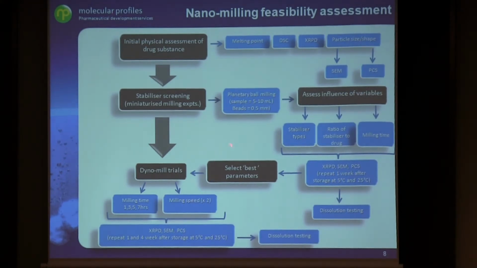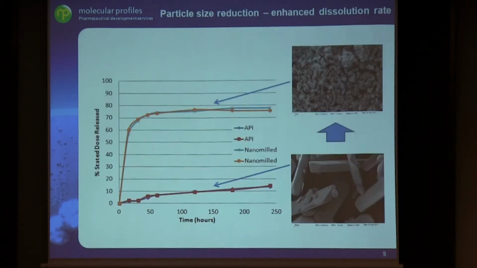This rather busy slide gives you an indication of a feasibility assessment process that we follow for a typical nanomilling process. So we start off by characterizing the compound. We carry out some screening exercises to establish which is the best stabilizer for the compound to stop the nanoparticles from agglomerating. And that leads into larger scale nanomilling trials where we basically optimize the processing. And of course it's important for us to assess the dissolution characteristics and the chemical and physical stability characteristics of these compounds as well. This is an example of a project that we ran last year on an oncology drug, and it illustrates the reduction in particle size which can be achieved, and also the related increase in dissolution rate, as you can see from the slide.